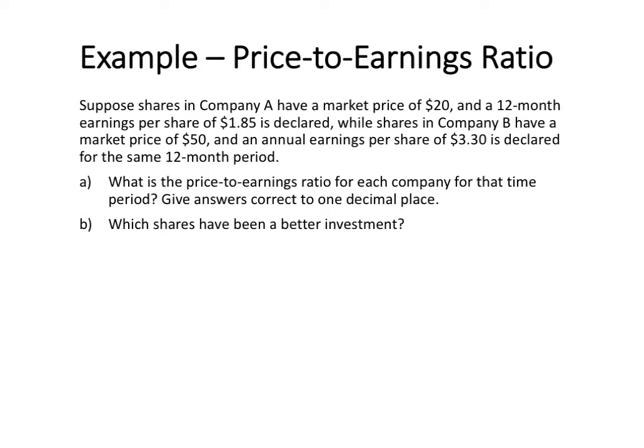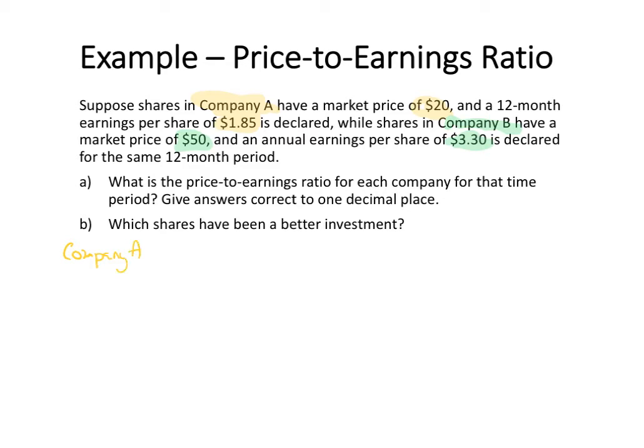Now, to complete these, we need two pieces of information: the current market price and the earnings per share. So for company A, the question tells us the current market price is $20 and the earnings per share is $1.85. For company B, the market price is $50 and the earnings per share is $3.30. So we'll start off by calculating for company A.